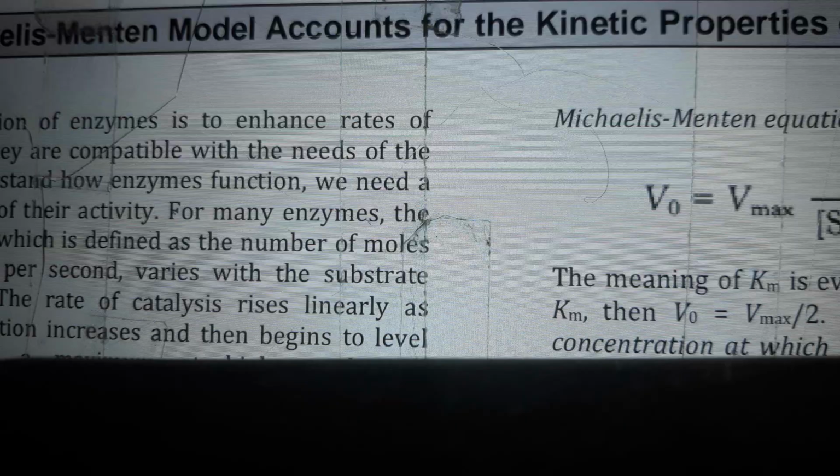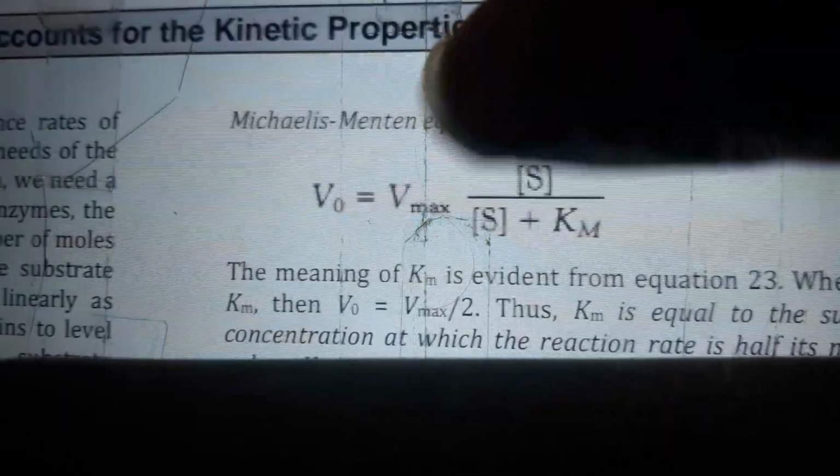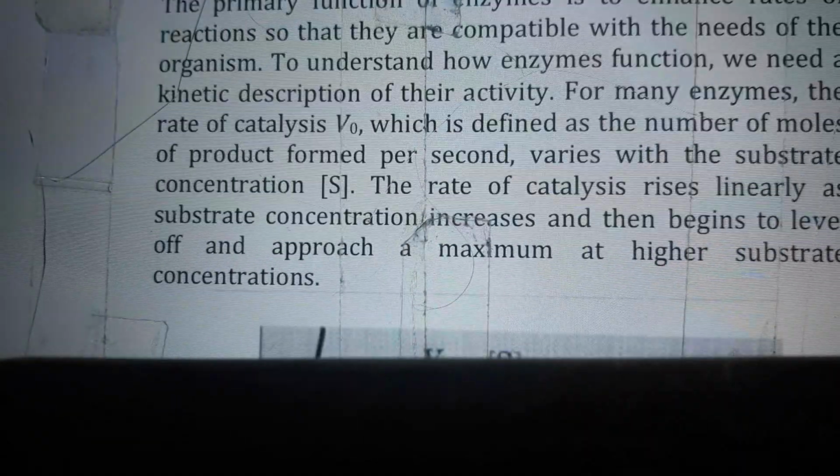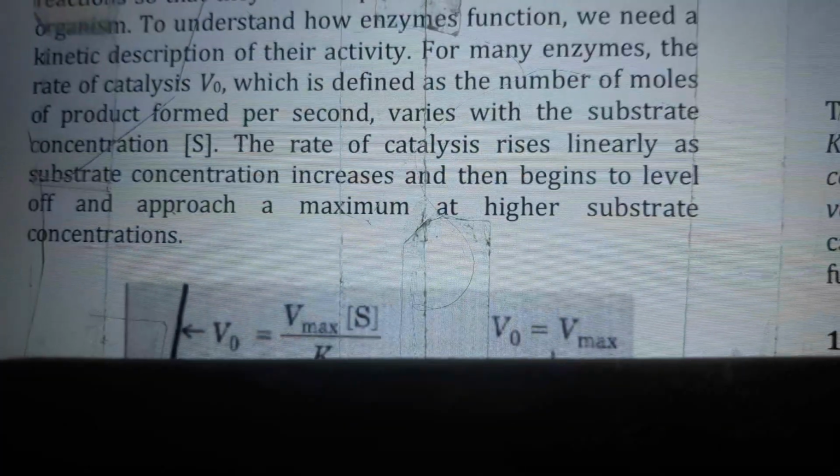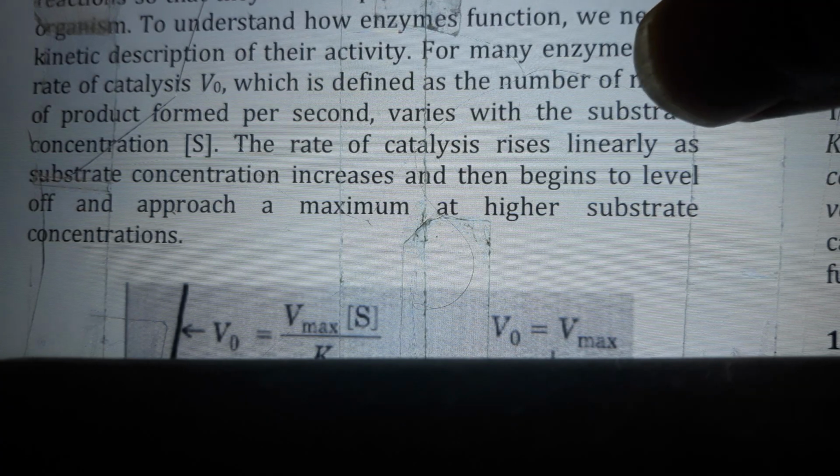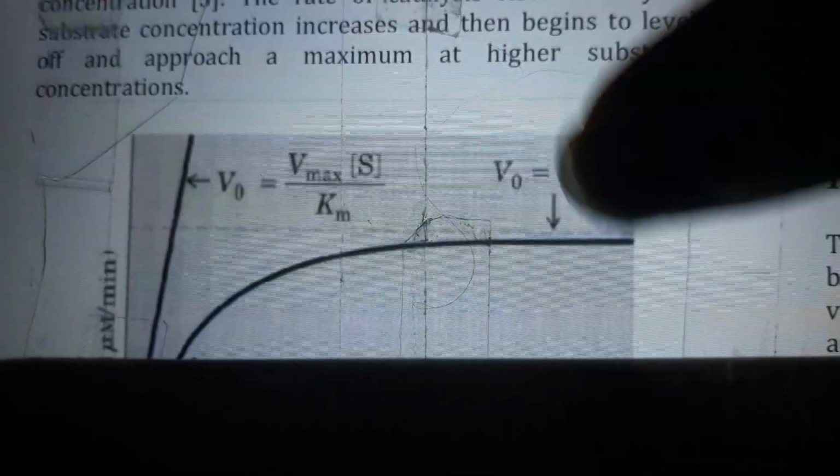The next portion: the Michaelis-Menten model accounts for the kinetic properties of many enzymes. The primary function of enzymes is to enhance rates of reaction so that they are compatible with the needs of the organism. To understand how enzymes function, we need a kinetic description of the activity. For many enzymes, the rate of catalysis V0, which is defined as the number of moles of product formed per second, varies with the substrate concentration S. The rate of catalysis rises linearly as substrate concentration increases and then begins to level off and approach a maximum at higher substrate concentrations. That is the graph for that.